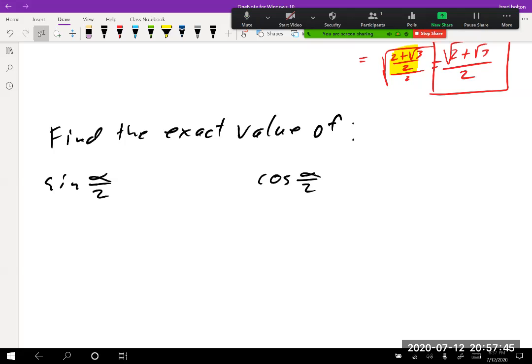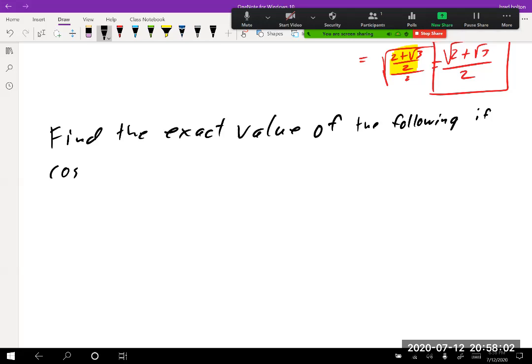So, they're going to tell us, find the exact value of, you know what, let's say of the following, if cosine of alpha equals -3 over 5, comma, alpha is between pi and 3 pi over 2. So we know we're in quadrant 3. That's what we're basically saying. We know we're in quadrant 3.